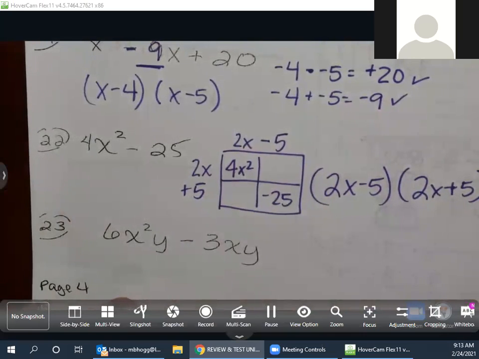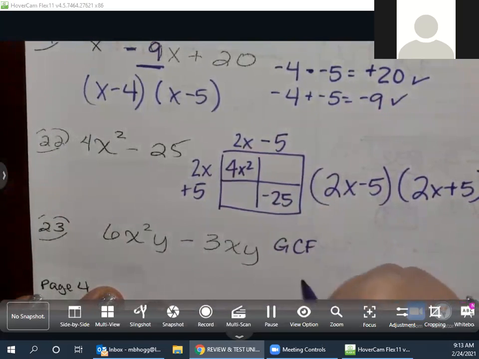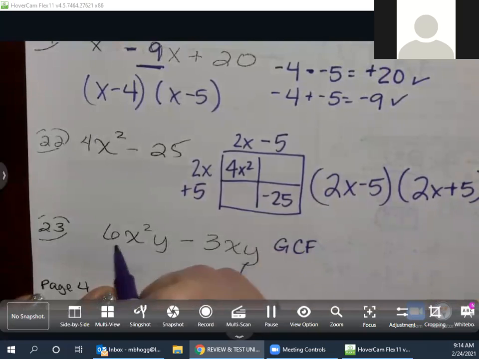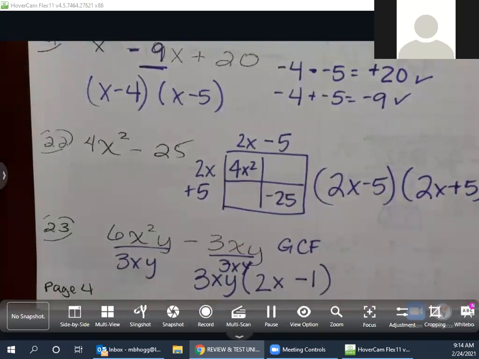And on the last one, this is supposed to be 20. Yeah. Okay. On the last one, you have 6x squared y minus 3xy. What you need to do there is just, it's a GCF. Okay. What are they going to have in common? 3x and a y. So you're going to pull that out. So you'll end up with a 2x and an x minus 1. Answer.